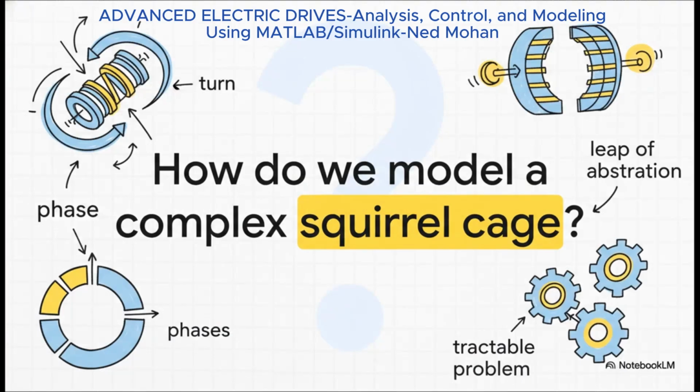This is a real modeling puzzle, right? A squirrel cage doesn't have any obvious turns or phases like the stator does. So how do we even apply our framework? Well, the solution isn't to analyze it directly. It's to make a brilliant conceptual leap that simplifies the entire problem.